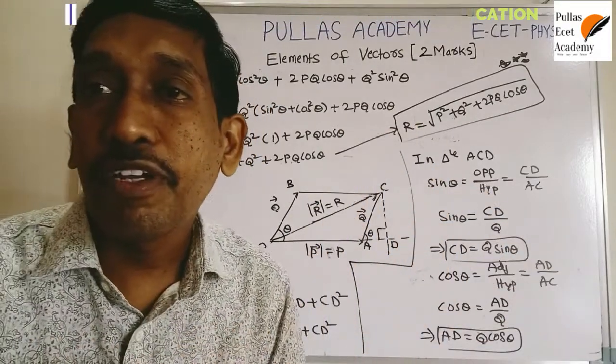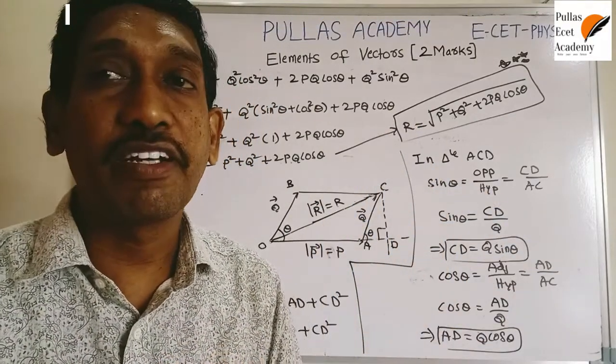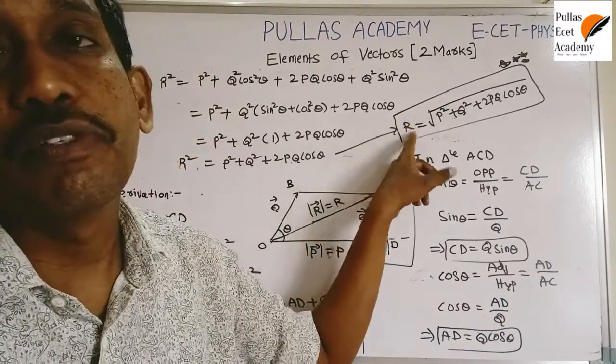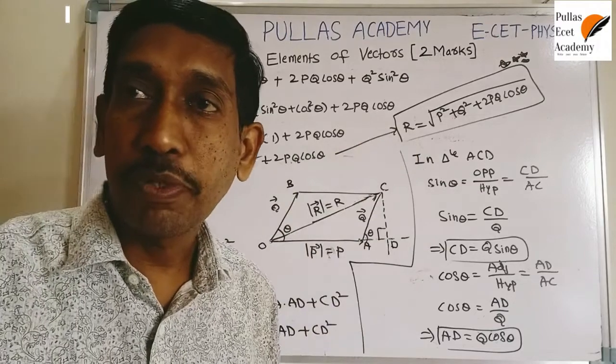Of that resultant vector, the addition of two vectors is possible to measure by using this equation. This is the procedure.